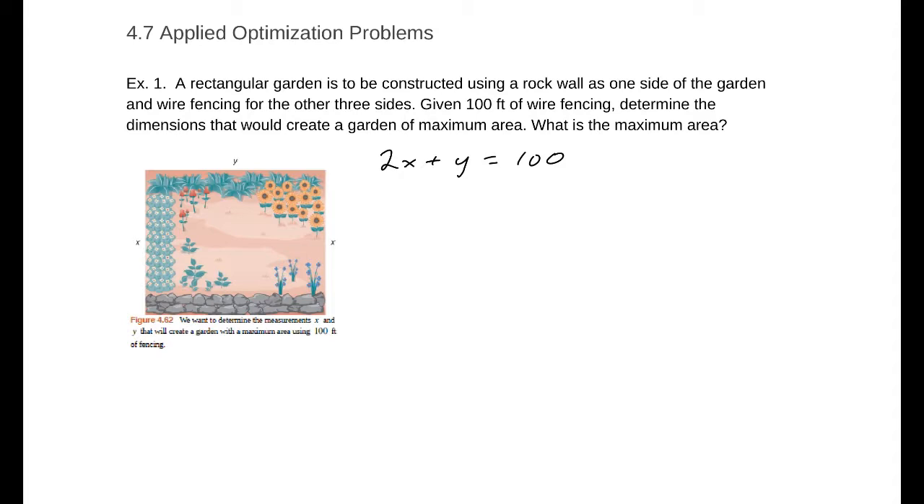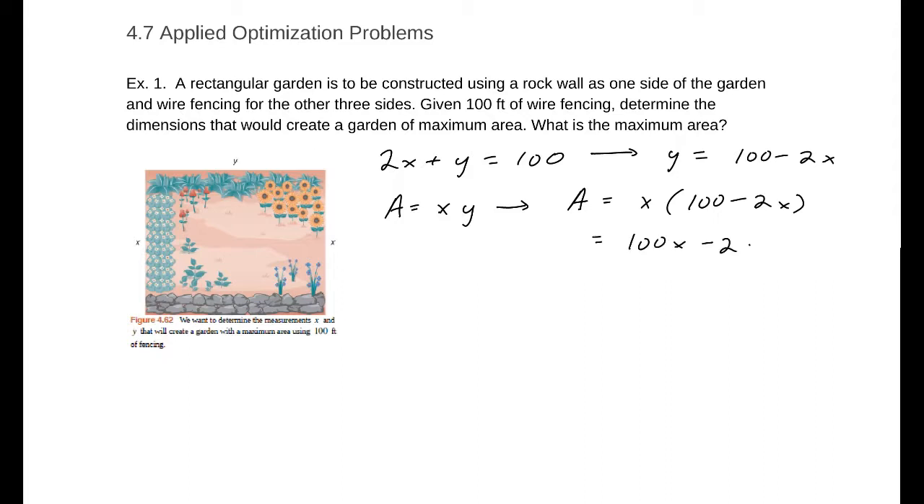We have 2 sides that we've labeled x and 1 that we've labeled y. Now we also know that the area is going to be found by x times y. This is the function that we want to maximize, the area function. So if we can write this in terms of all x or all y, that will be great. So let's go ahead and rearrange this. Y equals 100 minus 2x. So that means our area function is x times 100 minus 2x. Now let's go ahead and distribute that. 100x minus 2x squared.